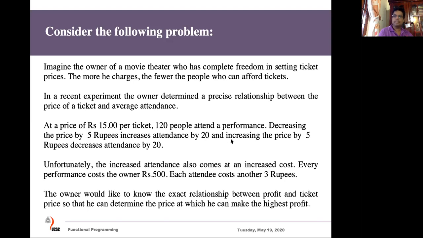by 20. And similarly, if you increase the ticket price, for example, by 5 rupees, that means ticket price gets 20, the attendance will decrease by 20. So that's what he found out. So for example, if ticket price is 15, 120 people will attend. If reduced by 5 rupees, that is ticket price is 10, 140 people will attend. Similarly, if ticket price increased by 5 rupees, that is 20 rupees, attendance will reduce, that is 100 people will attend. So he found the equation depending on the number of attendees.